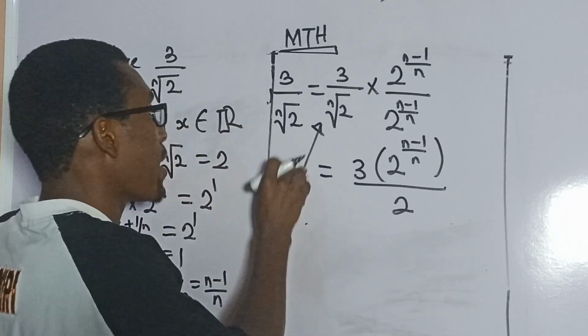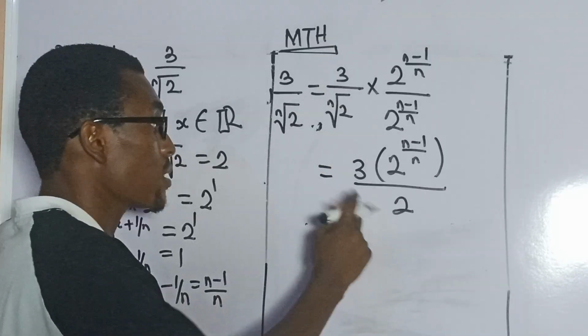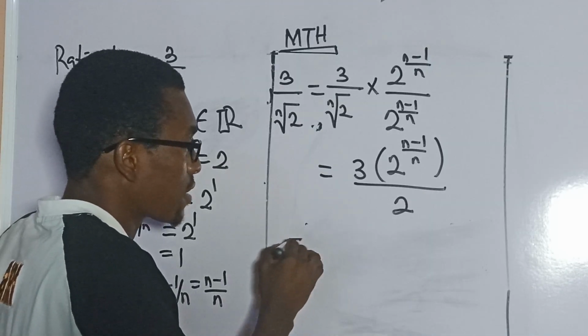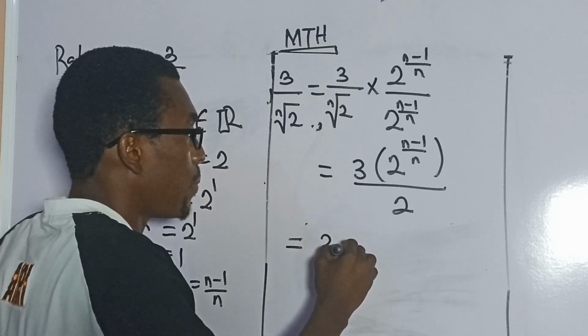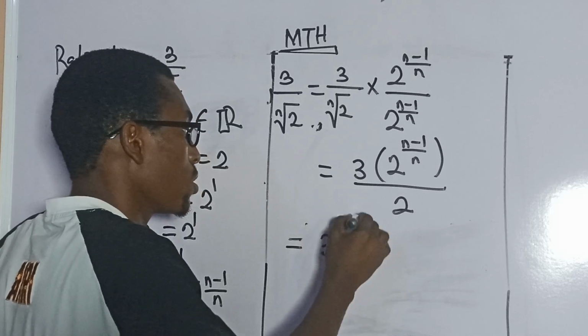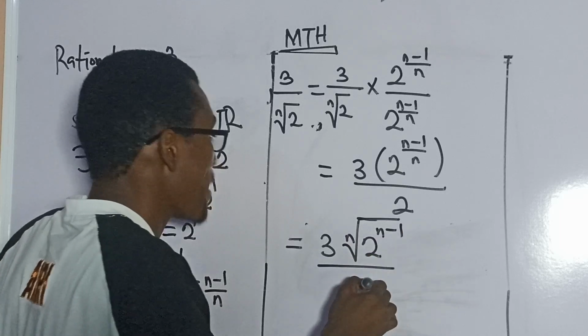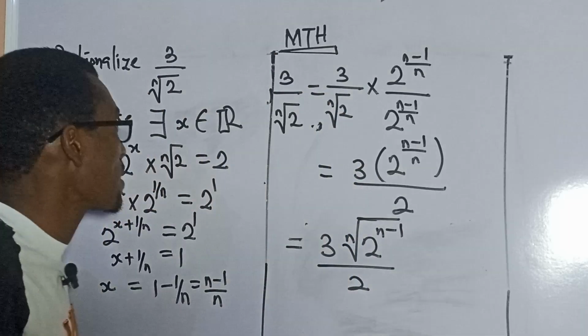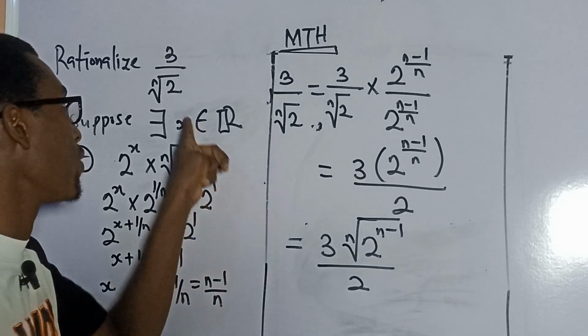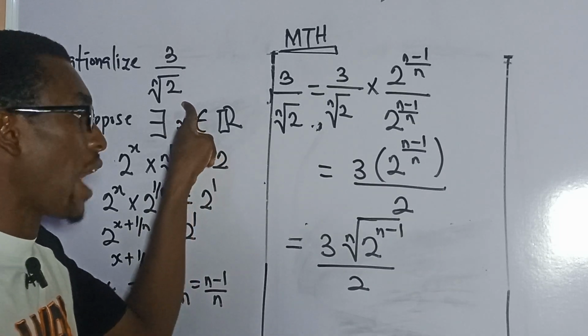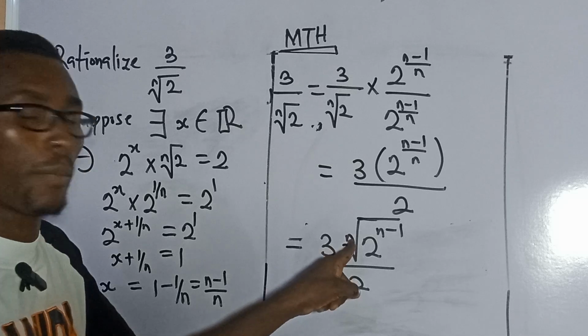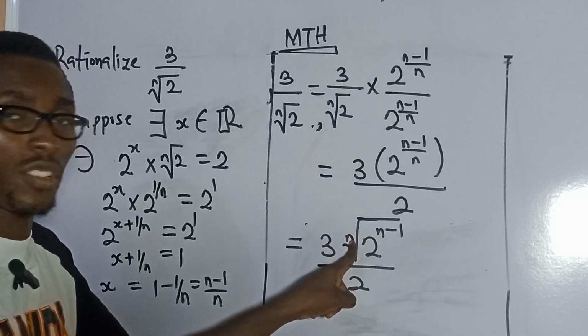So this is the final result, all right? Now, this can equally be written as 3 multiplied by the nth root of 2 to the power n minus 1, over 2. So by this approach, we have succeeded in rationalizing the denominator of this particular surdic expression. And this holds for any number n. It can be 2, 3, 4, 5, and so on.